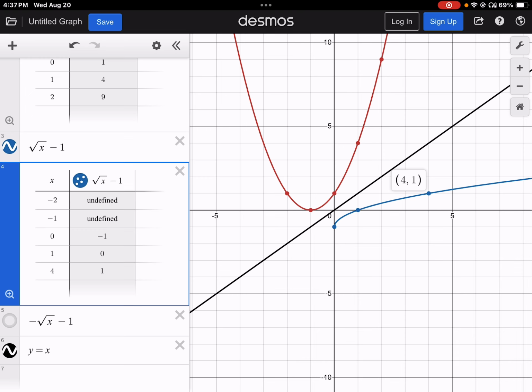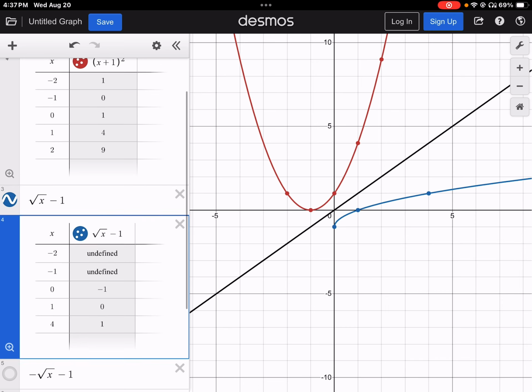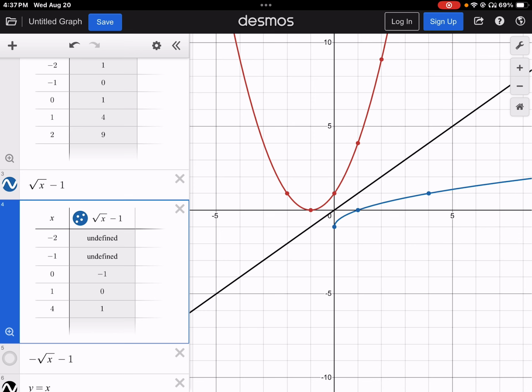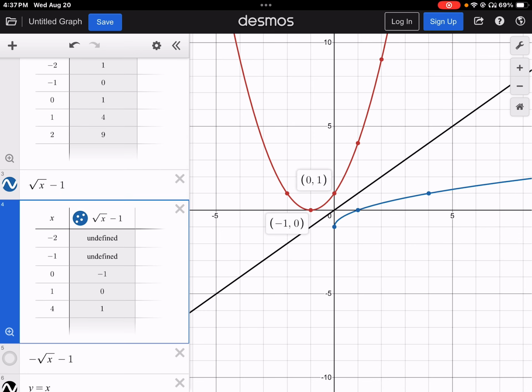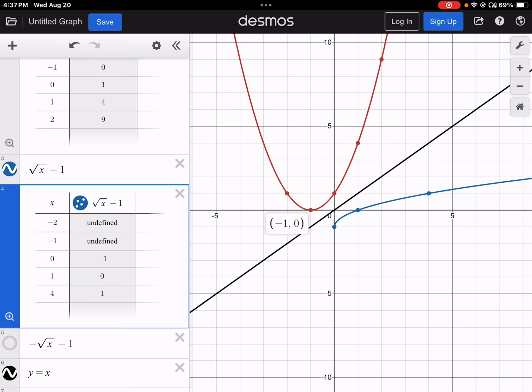But what I'm noticing is that the points that I'm seeing show up on my blue one, see how these ones that say undefined? Those are not the ones that are showing up. The ones that are showing up are when I was on the positive side of my graph. So -1, 0, that should be 0, -1, and it was. 0, 1, that should be 1, 0. 1, 4, that should be 4, 1. So these ones, the ones to the right of the vertex of my quadratic, are the points that are giving me this inverse that is a function.